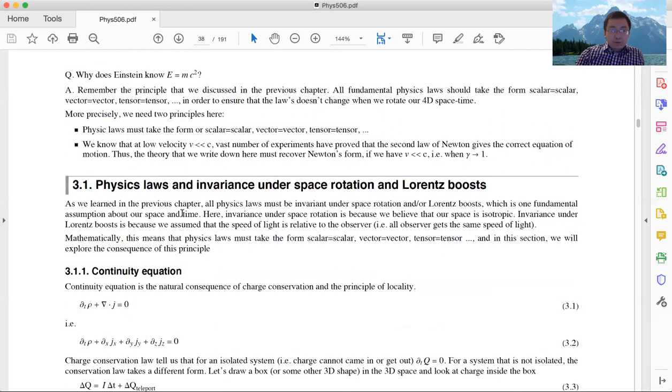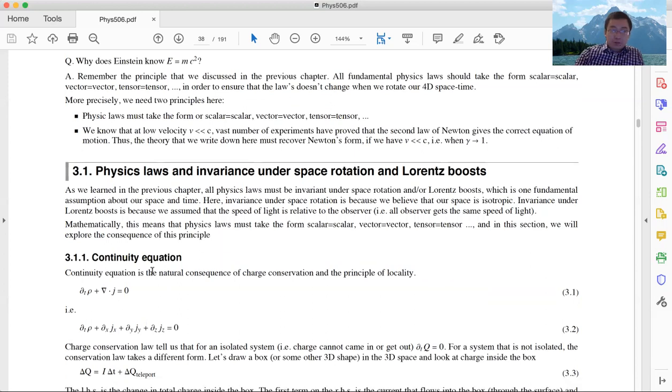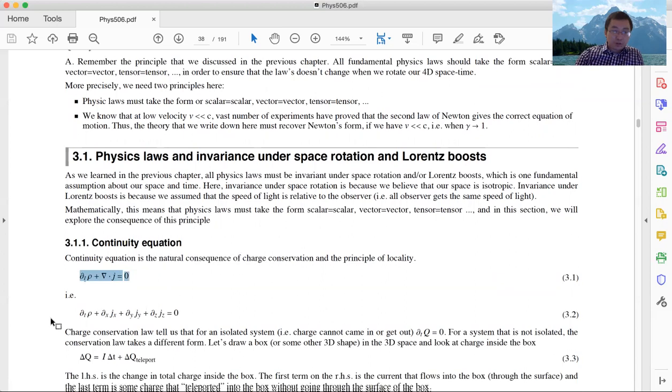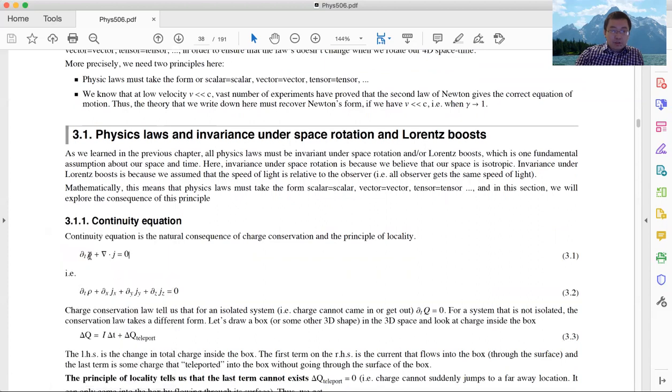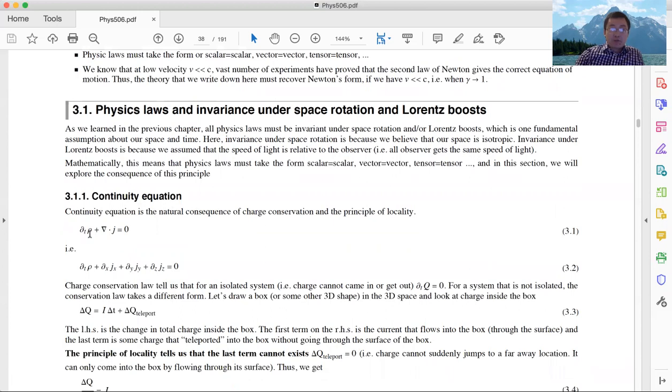To get started, let's first look at some physical quantities we know. For example, we already figured out that the spatial derivative and the time derivative form a 4D vector. Now let's look at the so-called continuity equation. We already learned the continuity equation in E&M 1. It has a time derivative of the charge density plus the spatial divergence of the charge current, and when I add them together, it should be 0.